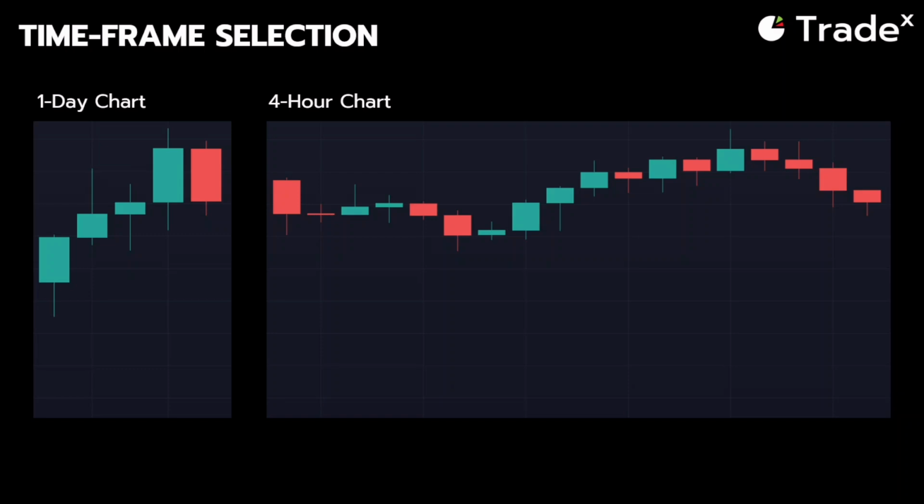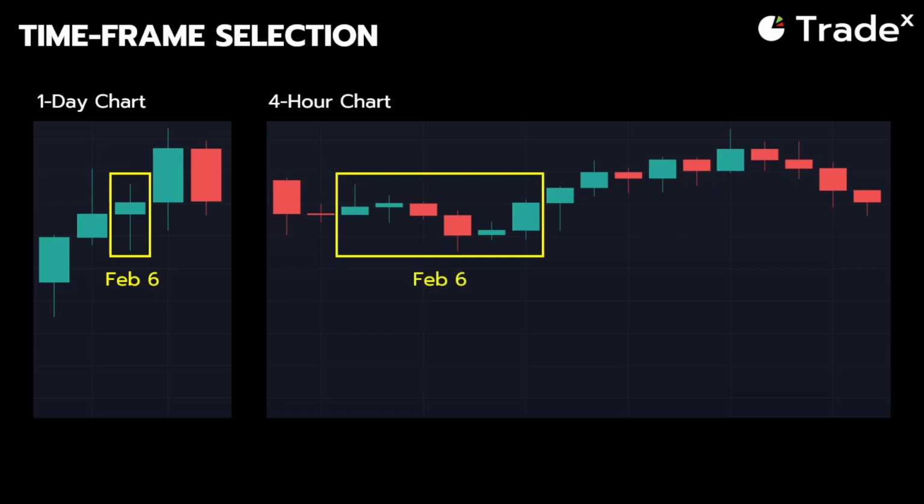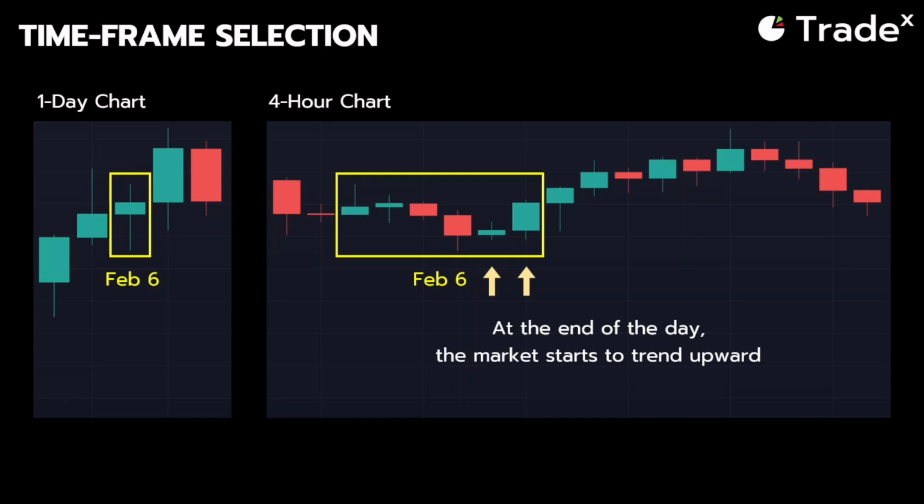Let's pick a candlestick in the middle, representing February 6th. On the 4-hour chart, this can be expanded into 6 candlesticks. The last 2 candlesticks at the end of the day indicate an upward trend, which can be beneficially used to predict the market direction for the following day.